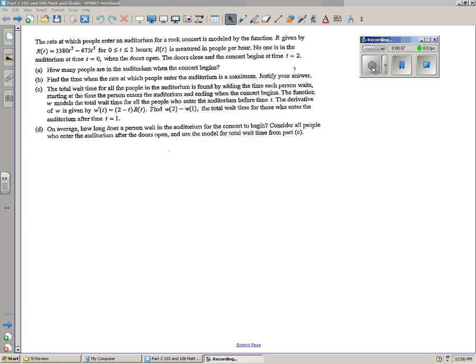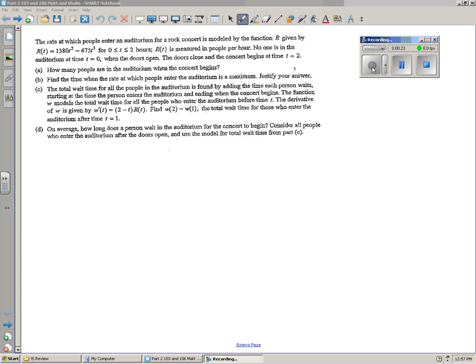We're going to be doing question 103, and the question reads: the rate at which people enter an auditorium for a rock concert is modeled by the function r given by. We're given a function, and so on and so forth. And the first question asks how many people are in the auditorium when the concert begins.